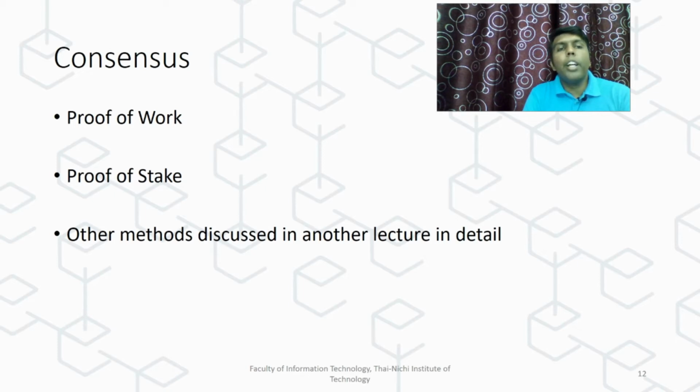The reason why proof of work and proof of stake are more popular is it is used in the Bitcoin blockchain, and it was actually proposed in the white paper of Satoshi Nakamoto. So in the previous lecture I gave the link for the white paper of Satoshi Nakamoto on blockchain. It is like a white paper which is having a lot of citation.